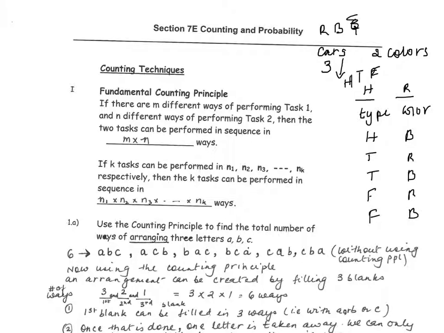So what are the total number of choices? We have 1, 2, 3, 4, 5, 6 choices. So 6 possible choices of cars. Now it's not a coincidence that there are 3 choices of cars, times 2 colors to choose from, so 3 times 2 is 6. So this is the fundamental counting principle.